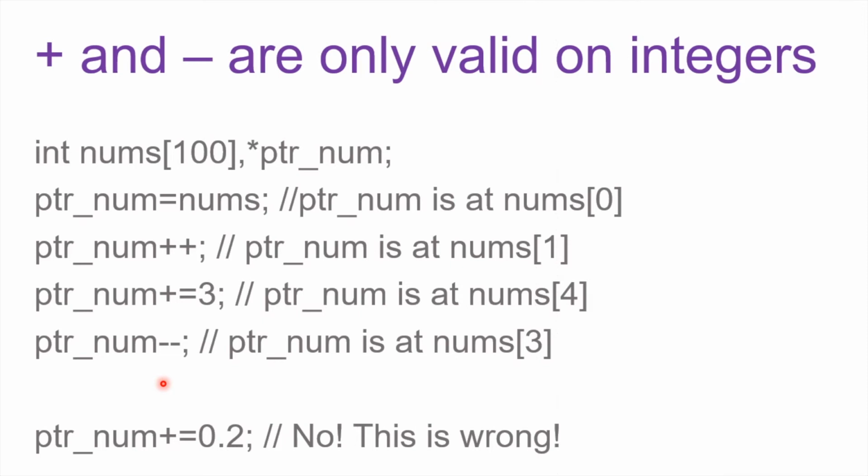So in that case, an operation like increasing the pointer by 0.2 is not allowed because there is no such address. It should always be an integer when you are operating on pointers. This is pretty important.